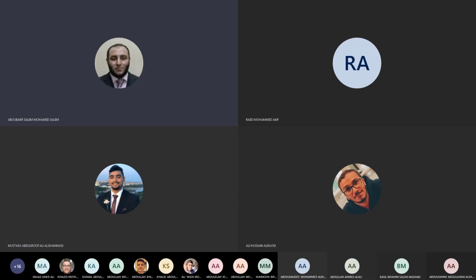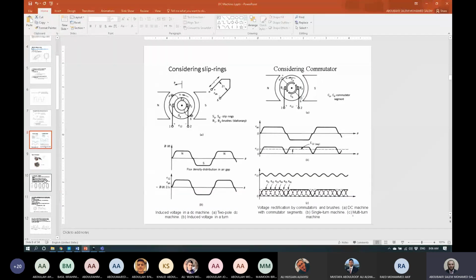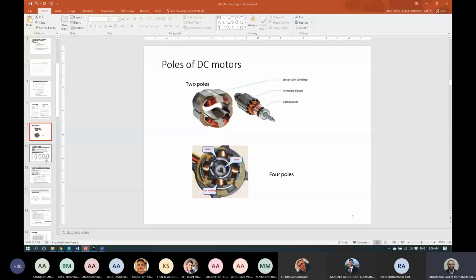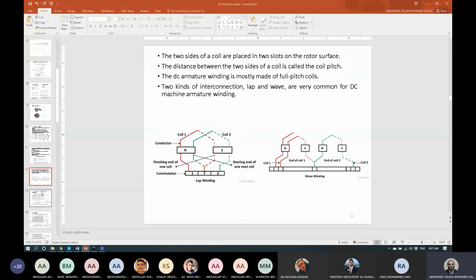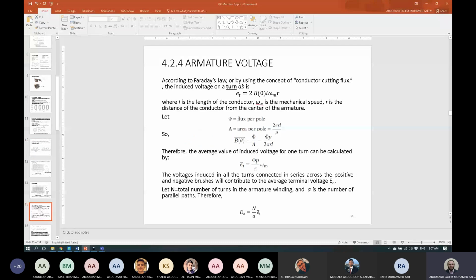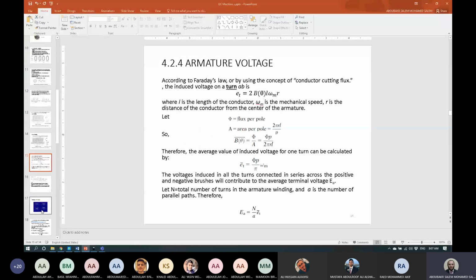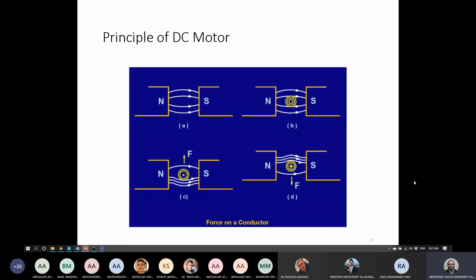Continue our discussion on DC machines. Last class we discussed the principles of DC machines, the EMF and how we can calculate the EMF of a machine, and the different winding techniques, lap and wave winding. Today we will continue discussing the DC machine principles. We discussed last class the principle of the DC motor.